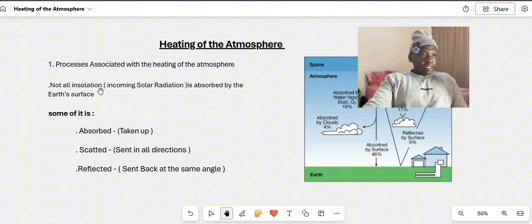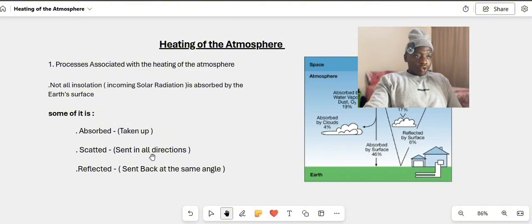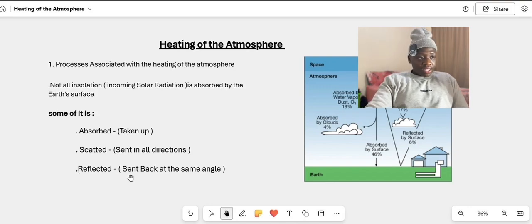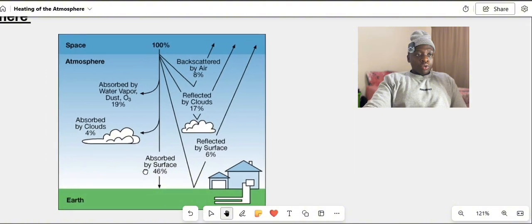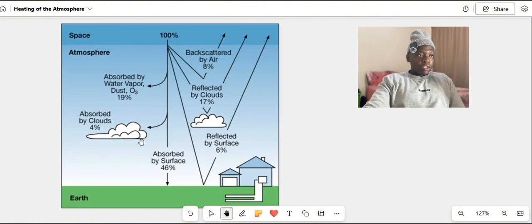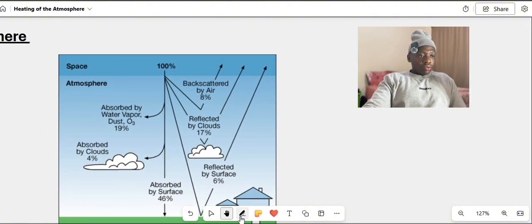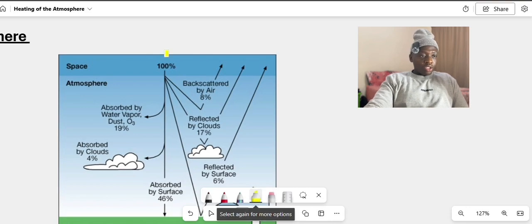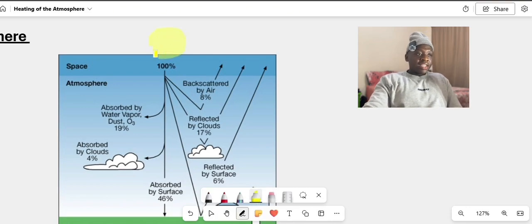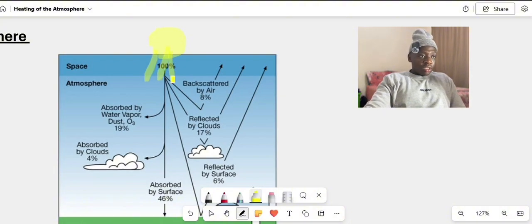As I said, not all insolation is absorbed by the Earth's surface, because some of it is absorbed, which is taken up, or scattered, which is sent in all directions, or reflected, which means it is sent back at the same angle. So let's take a look at this peripheral diagram. I want you, my dear learners, to imagine that this is the sun, and it is sending its solar radiation down to the Earth, which is the planet.